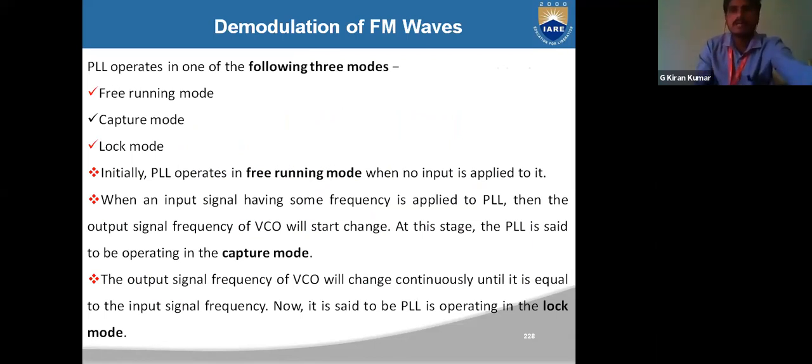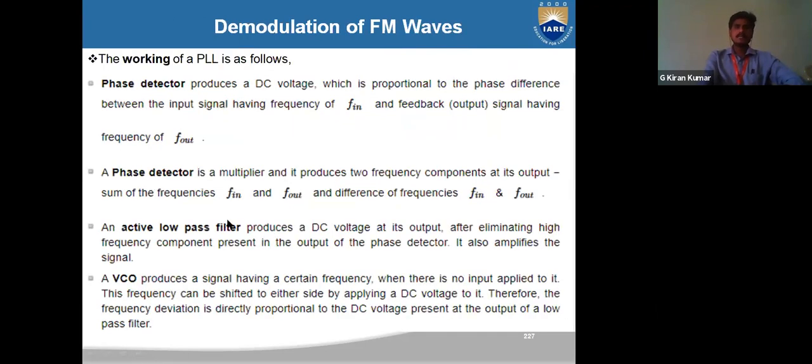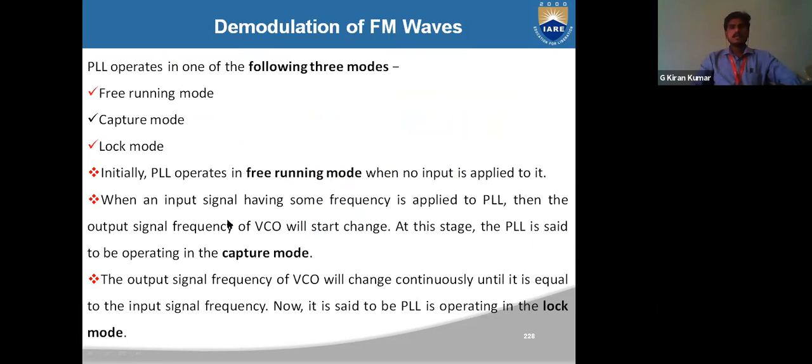In the free running mode, initially the PLL operates in free running mode. First of all, there is no input at all, there is no FM input. Whatever previous accumulated data we have can be given here, and the output is 0. So the PLL operates in free running mode when no input is applied to it.